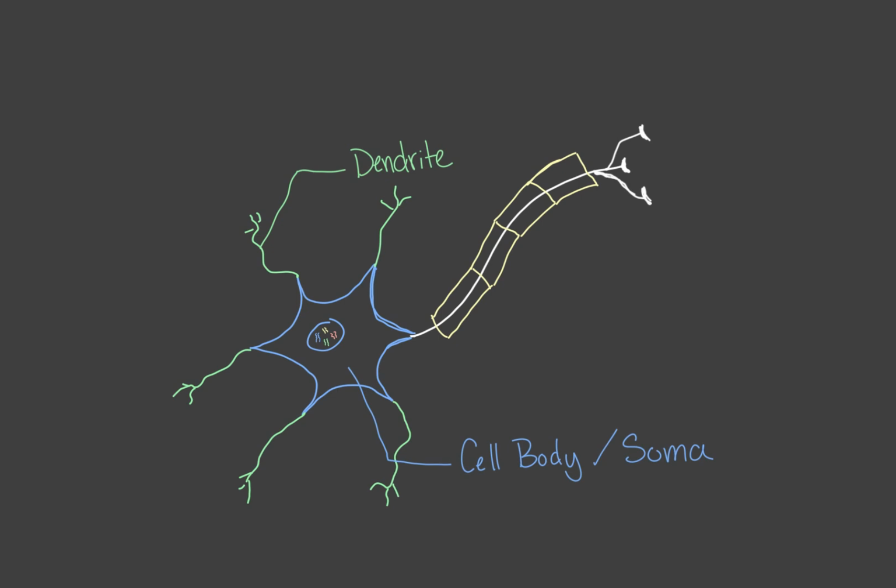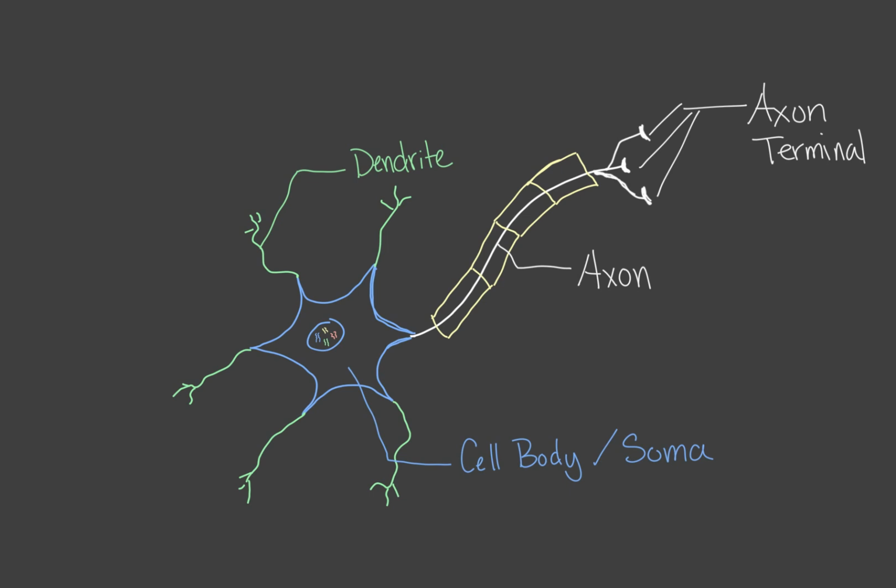Coming off of the cell body, we have this white axon. And those axons end, these are all the same, in an axon terminal. Terminate just means to end, so the terminal is the end of that axon.